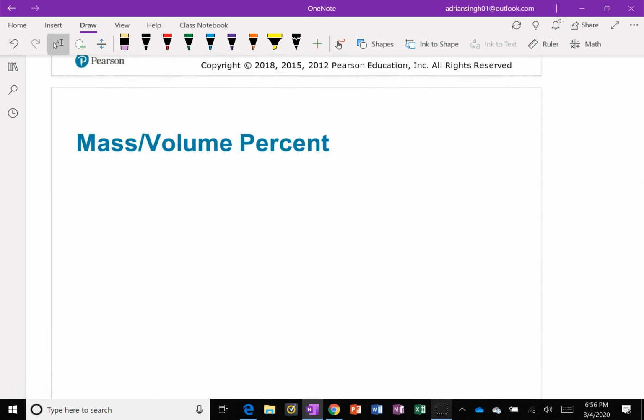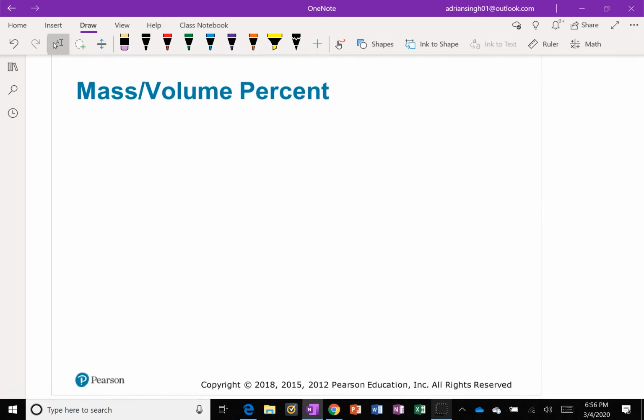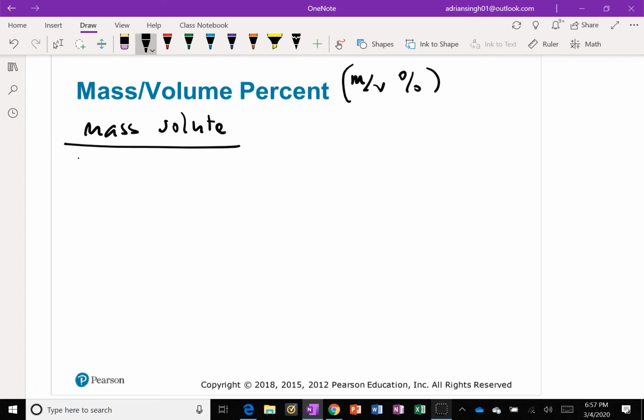Okay, and then the last concentration unit is just a combination of the first two, and it's mass volume percent, which we often abbreviate as M over V percent. Again here, the ratio is going to be the same. It's solute for solution, but now it's going to be the mass of the solute divided by the volume of the solution times 100. So the ratio is the same thing in all three cases, solute to solution. What makes them different is the units that we're using.